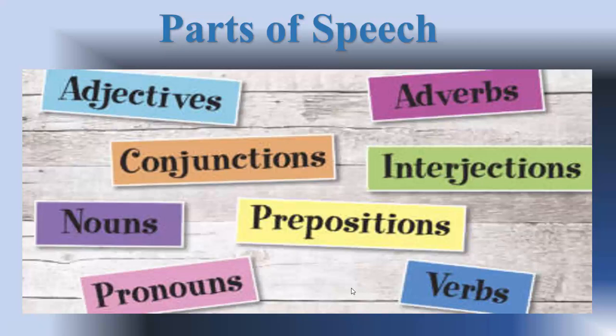Today we're going to study parts of speech in English. As in every language, in English the sentence consists of several parts. The parts in English are nouns, adjectives, adverbs, conjunctions, interjections, prepositions, verbs, and pronouns. So we'll review them one by one, then we'll explain each one in detail.